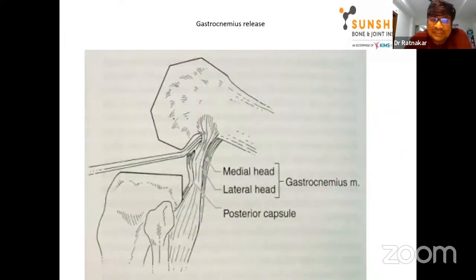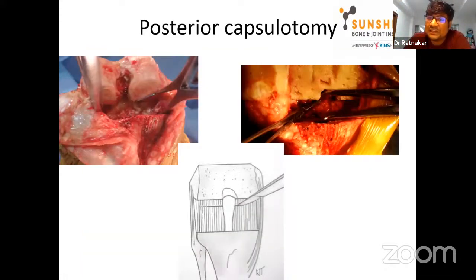Once you clear the posterior recess, that is the junction between the posterior shaft and the distal femur, your flexion contracture will get corrected. In severe deformities only, you will require a posterior capsulotomy. To do a posterior capsulotomy, you need to have laminar spreaders. You need to keep your knee joint in extension and use an electrocautery, and the thickened posterior capsule, you can just incise away from the midline.